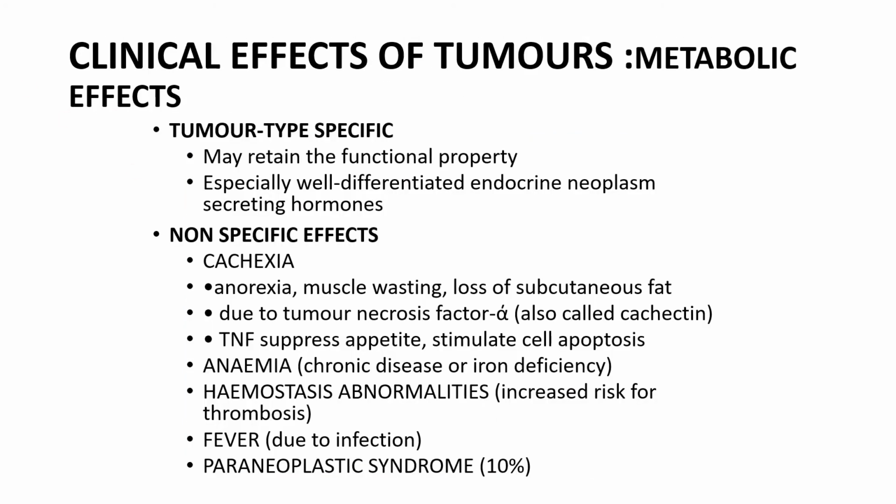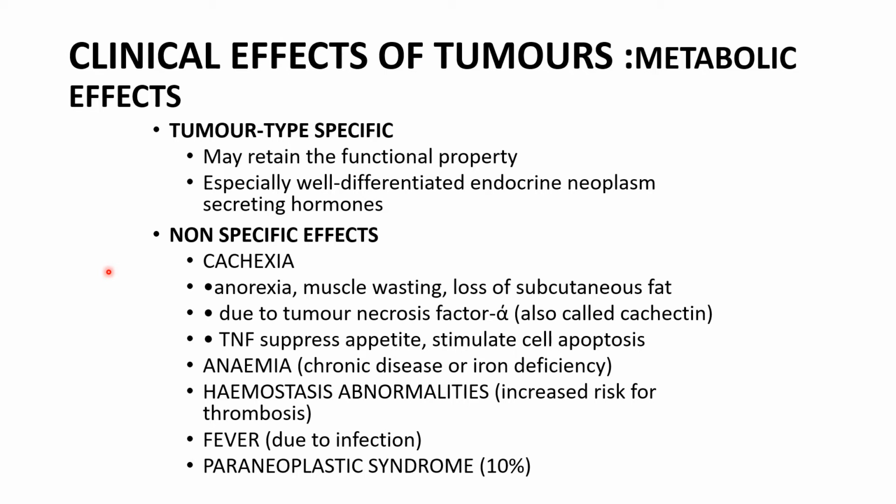There are also metabolic effects of a tumor. A tumor may retain the functional property of the primary organ, especially well-differentiated endocrine neoplasm that can secrete the hormones that the organ of origin usually secretes. It can also cause non-specific effects such as cachexia, usually manifested by anorexia, muscle wasting, loss of subcutaneous fat, and this is due to the production of tumor necrosis factor alpha, or TNF alpha, also called cachectin. TNF alpha suppresses appetite and stimulates cell apoptosis that causes the muscle wasting and the loss of subcutaneous fat.